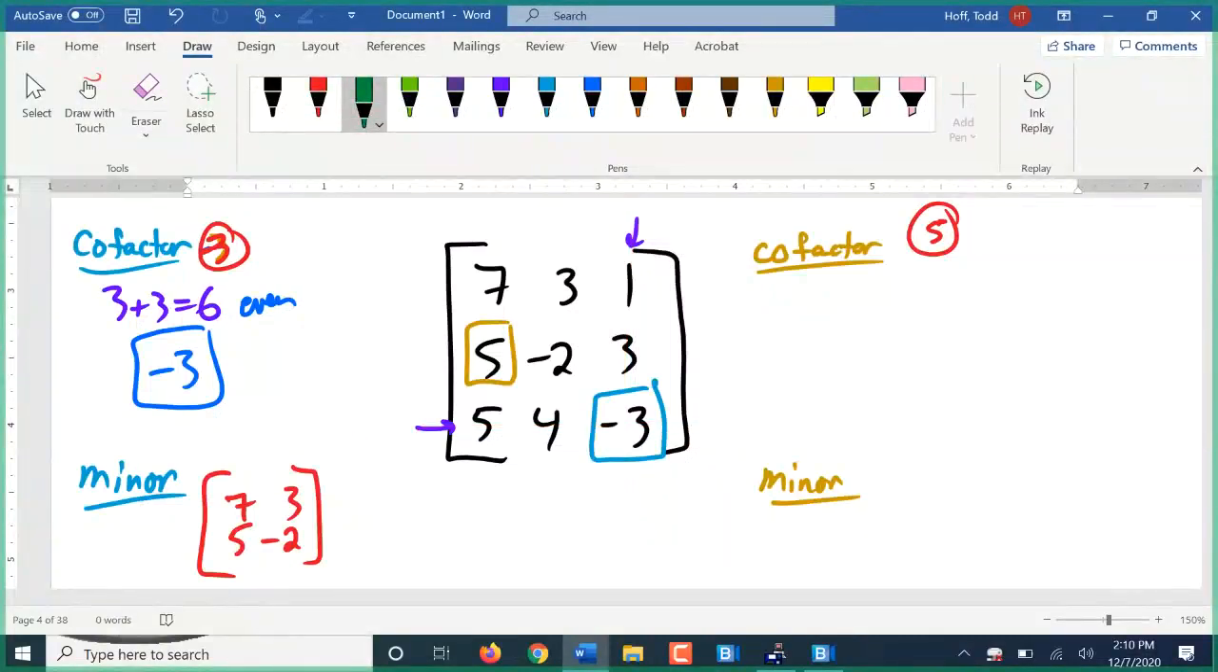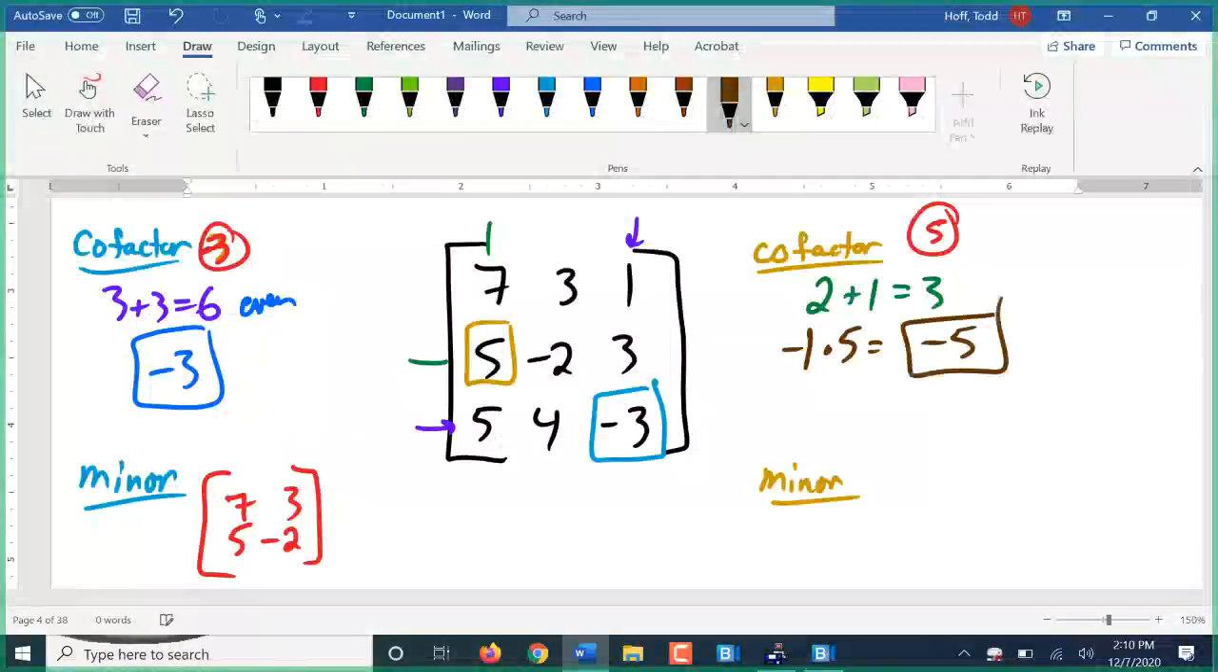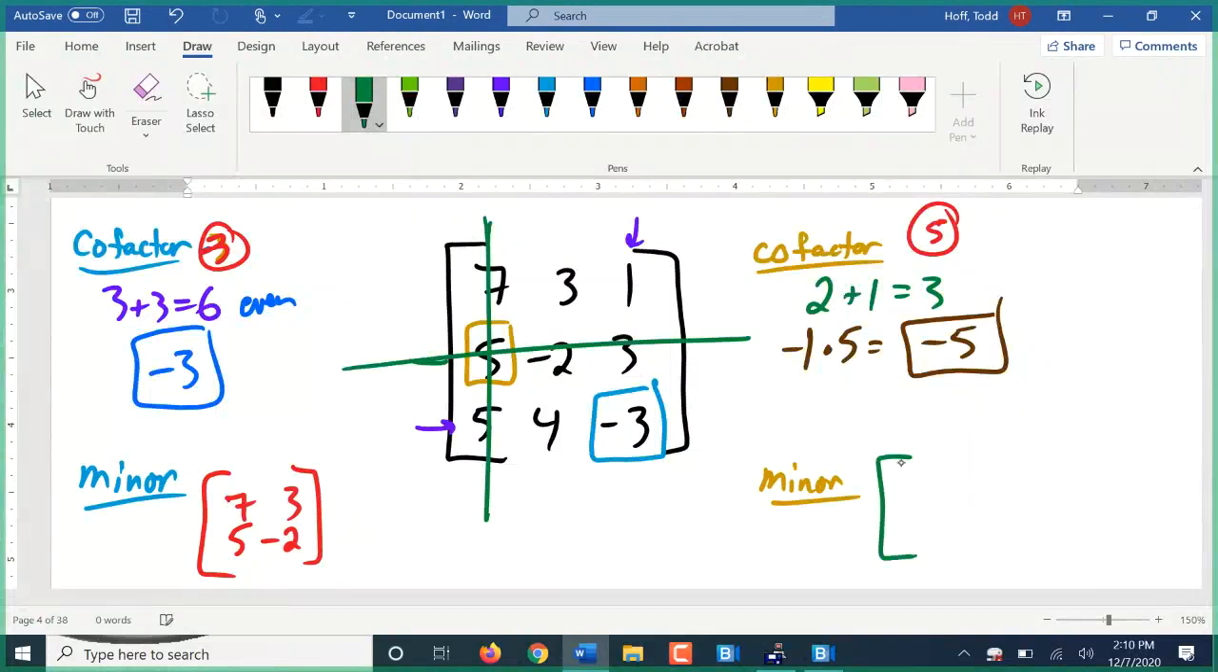For the 5, it is in row 2, column 1. 2 plus 1 is 3. That is an odd number. So our cofactor is -1 times that entry of 5, so it's a -5. The minor, well, exclude that row and that column. We're left with a minor of 3, 1 and 4, -3.